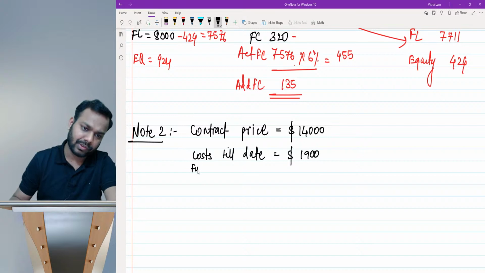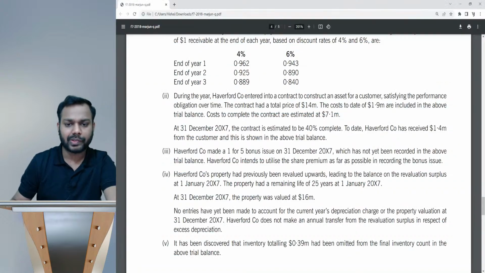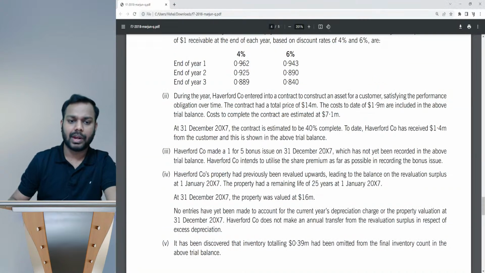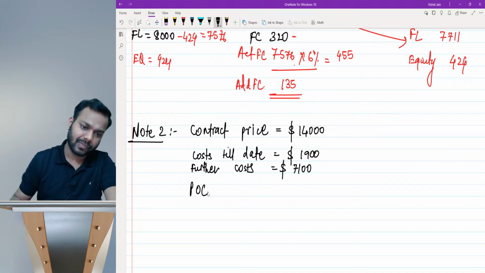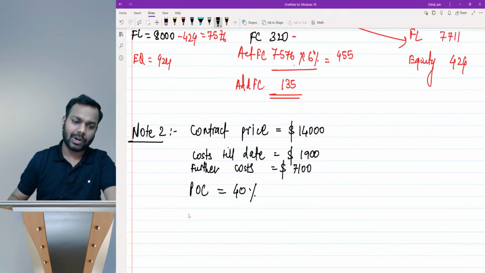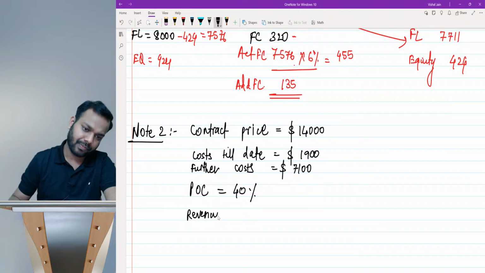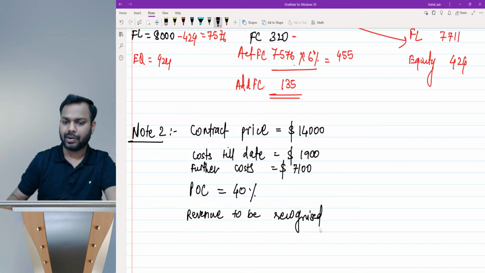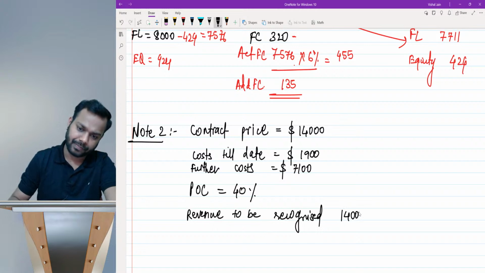and further costs is how much? 7.1 million, $7,100. Right now, it says that the percentage of completion is 40 percentage. The question says, tell me what is the amount of revenue to be recognized? That is 14,000 multiplied by 40 percentage is how much?